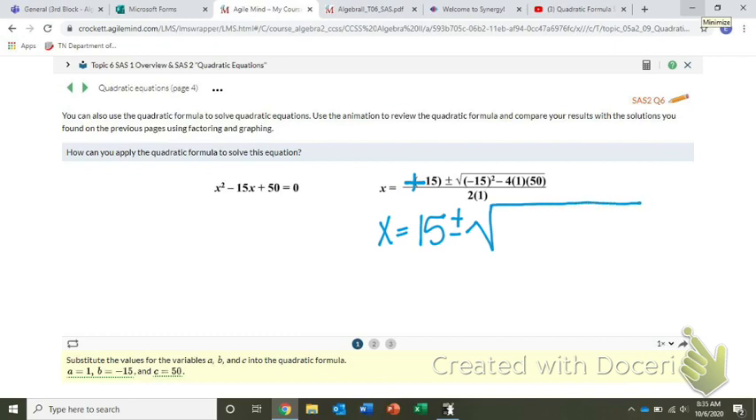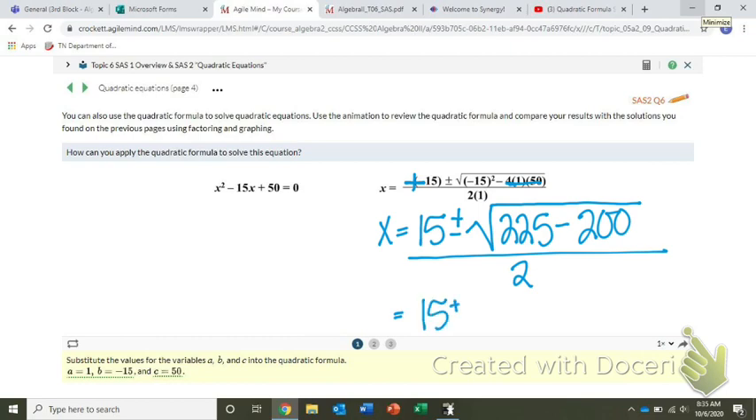Now, we have to simplify the square root. We just decided that negative 15 squared was 225. Watch what I do. I bring down that minus sign. That's all I do. Bring it straight down. Then I'm saying 4 times 1 is 4. 4 times 50 is 200 all over 2, because 2 times 1 is 2. I'm going to keep going because I can keep simplifying.